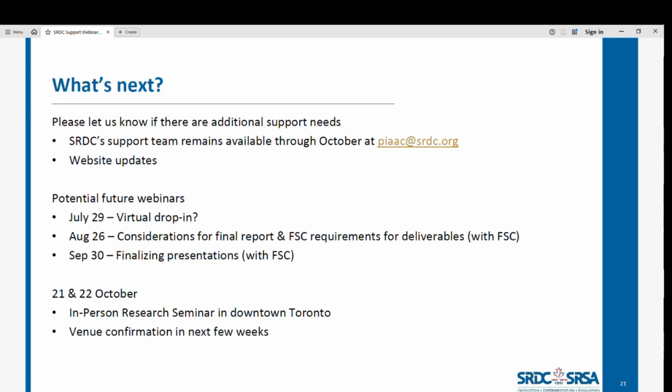We have continued to update the website to provide common resources. We really appreciate any resources that you come across that you think could be of use to other researchers. Please let us know. We're happy to put them up. The website is now updated in French in full, as well as in the English version that people have been accessing, and we continue to add useful resources as we come across them.